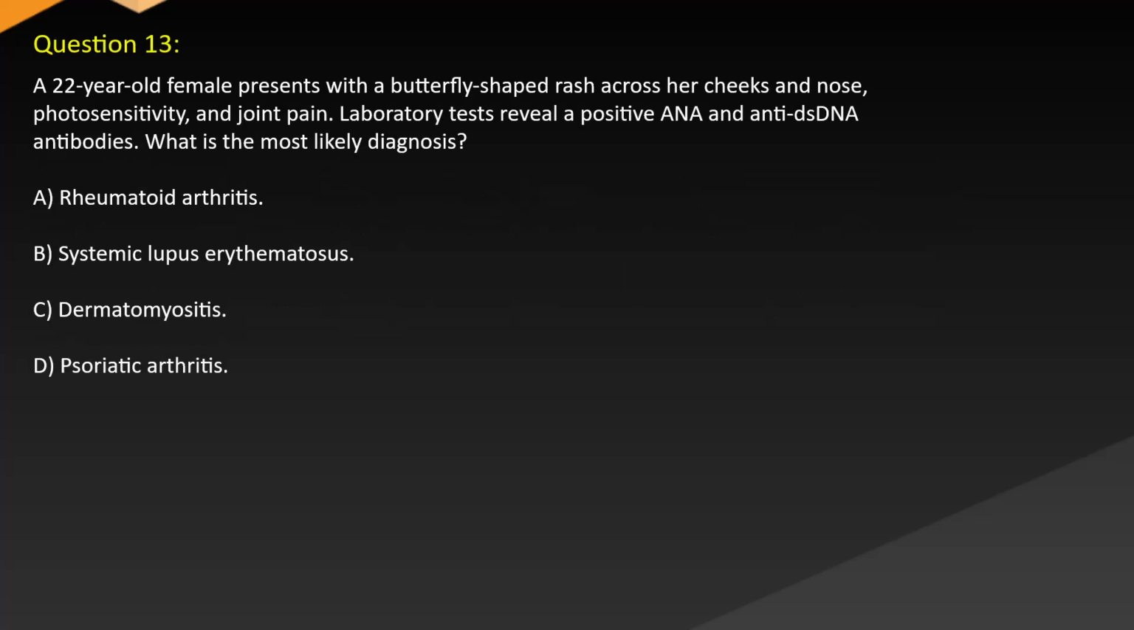Question 13. A 22-year-old female presents with a butterfly-shaped rash across her cheeks and nose, photosensitivity, and joint pain. Laboratory tests reveal positive anti-DNA antibodies. What is the most likely diagnosis? A. Rheumatoid arthritis. B. Systemic lupus erythematosus. C. Dermatomyositis. D. Psoriatic arthritis.